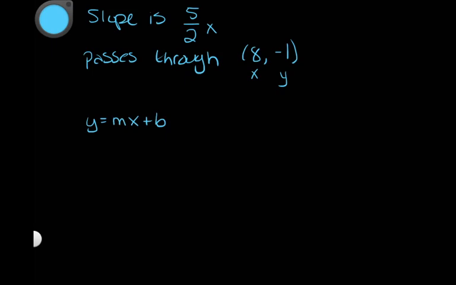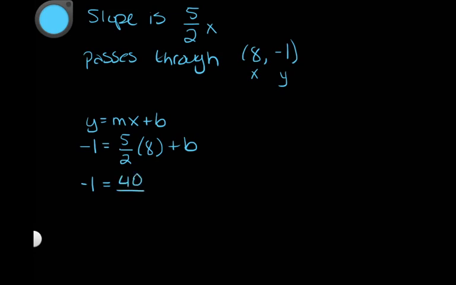I don't know what b is, right? So my y is negative 1. My m is my slope, which is 5 over 2. My x is 8 plus b. So we're looking for b. So what I need to do here is work this out. Keep that negative 1 there for now. I have 5 over 2 times 8. Remember that when we are multiplying fractions, we multiply straight across. So 5 times 8 is 40.